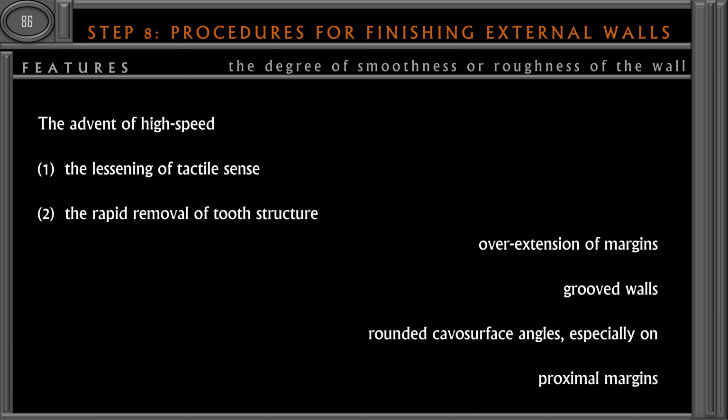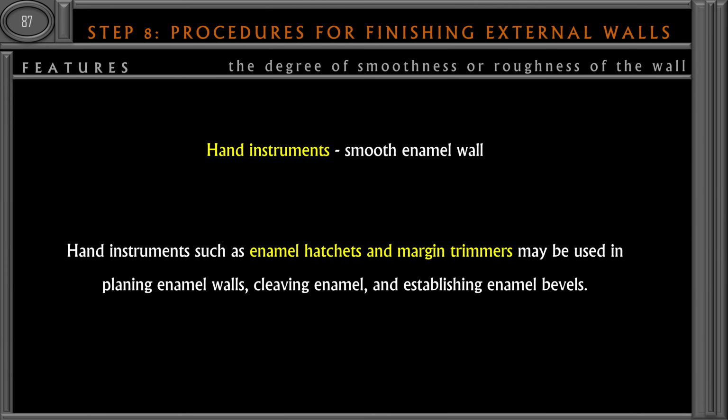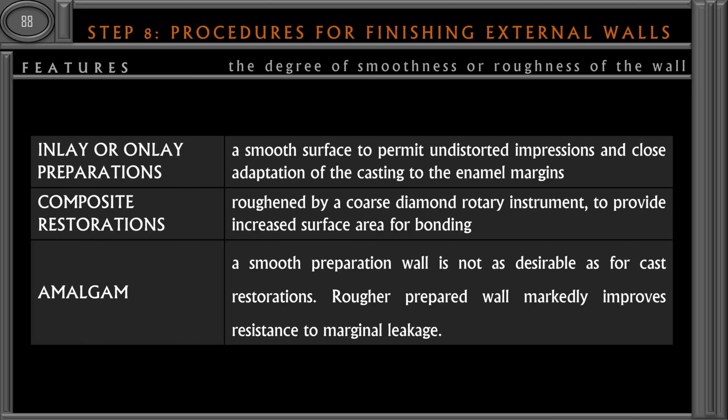So in order to prevent this, the marginal configurations can be prepared with the help of hand instruments. These hand instruments can provide the smooth enamel walls. Hand instruments like enamel hatchets and marginal trimmers may be used to plane the enamel walls, cleave the enamel, and for establishing the enamel bevels.